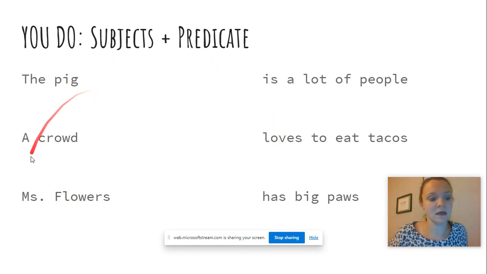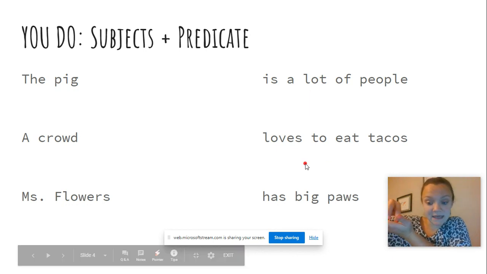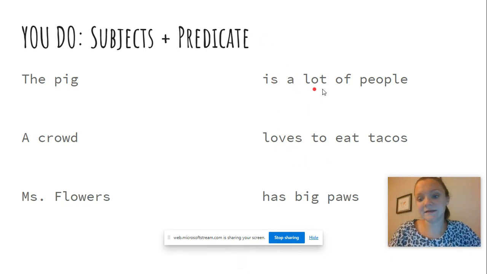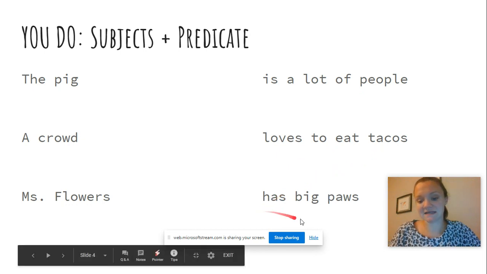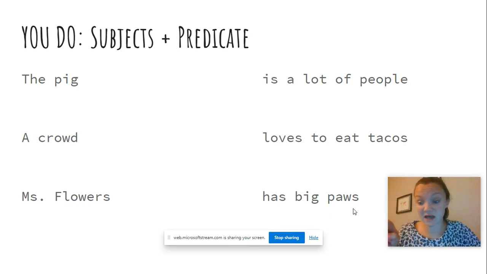The pig, a crowd, Miss Flower. Those are our subjects. And then these are our predicates. Is a lot of people, loves to eat tacos, has big paws. Ooh. All right, your turn. If you need to pause the video to keep your eye on these sentences, go ahead and do that so you can finish. Add the subject to the predicate to make a complete sentence and have it ready for me.